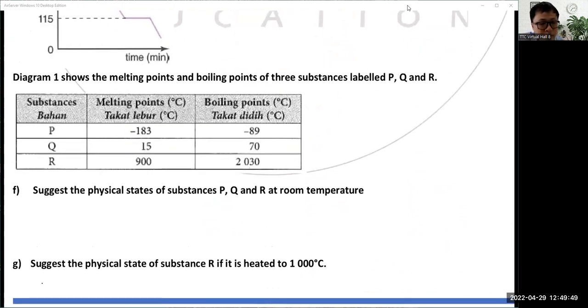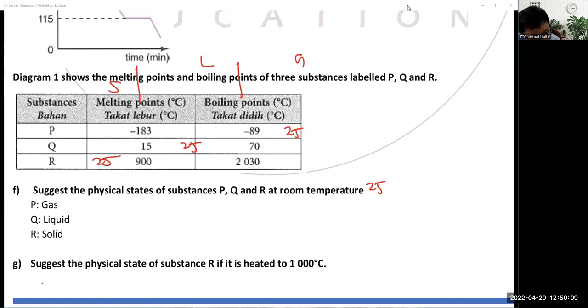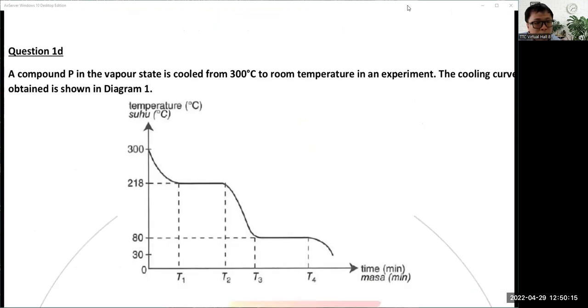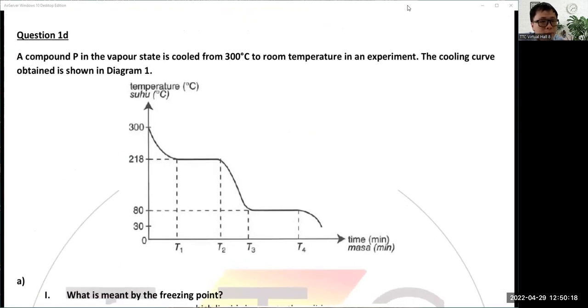Okay, so suggest the physical state for the substance. You can try this by yourself. Room temperature is 25, and then try to find the location of 25. So 25 is here. So this is solid, this is liquid, this is gas. 25 is here, 25 is here. So one is solid, one is liquid, one is gas. Physical state if R is heated to 1000 Celsius: we check R, 1000 is here. So it's liquid state. Okay, then you try the next one. A compound in vapor, meaning gas state, is cooled down from 300 Celsius to room temperature. So you can see this is gas state, this is liquid, this is solid. So this is gas and liquid, this is liquid plus solid.